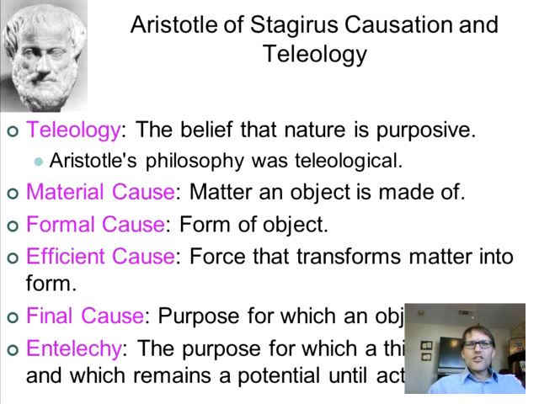And so we talk about an acorn. What is an acorn made of? I don't know. Acorn stuff. What is the form? Roundish, I don't know. What is the efficient cause, the force that transforms it? Water and sunlight, I don't know. But what is the final cause? An oak tree. That is the reason that an acorn exists. And the universe, according to this concept, wants that acorn to become an oak tree because that is what it's supposed to do.